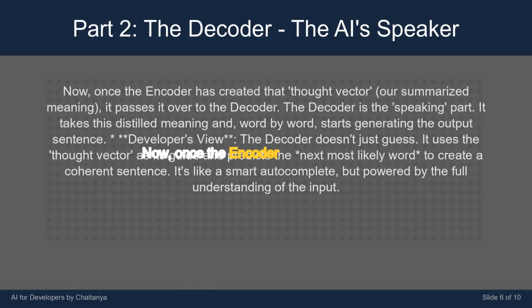Now, once the encoder has created that thought vector, our summarized meaning, it passes it over to the decoder. The decoder is the speaking part. It takes this distilled meaning and, word by word, starts generating the output sentence. Developers, the decoder doesn't just guess. It uses the thought vector as its guide and predicts the next most likely word to create a coherent sentence. It's like a smart autocomplete, but powered by the full understanding of the input.